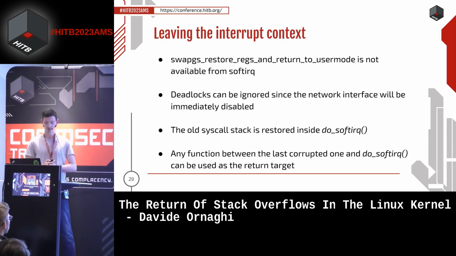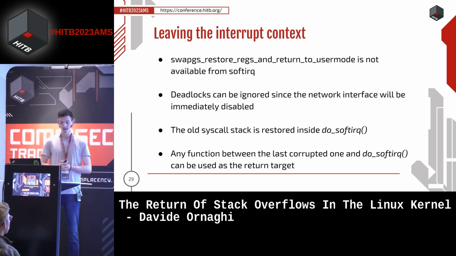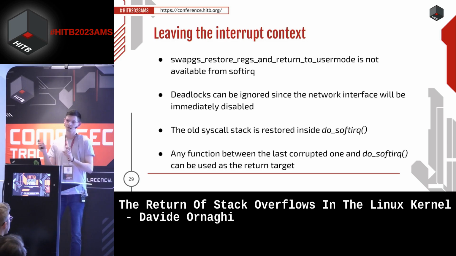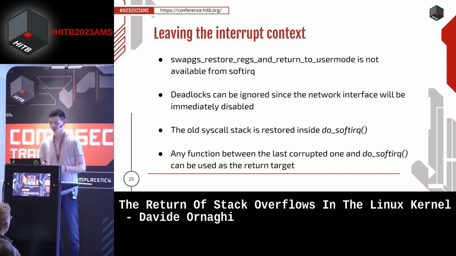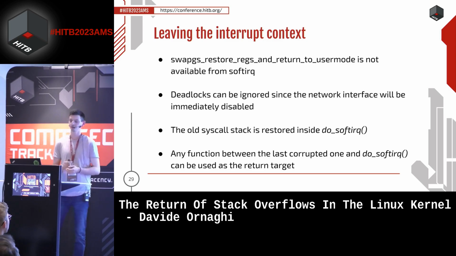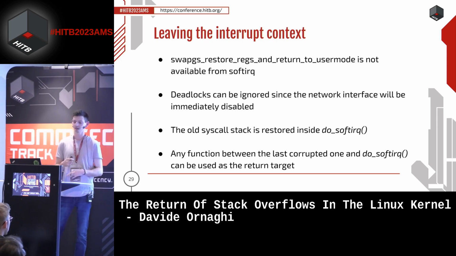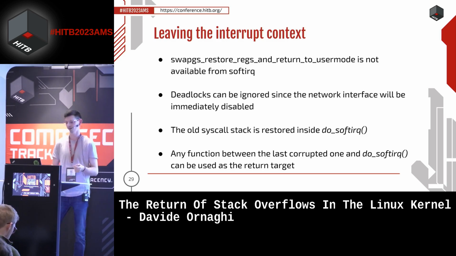Some strategies that have been used before to leave the interrupt context. There is this very long symbol, swapgs_restore_regs_and_return_to_usermode. In a few words, what it does is swap the GS register with the userland one, so it basically does the context switch, and then it calls the iretq instruction that actually returns to userland and restores the stack pointer, the instruction pointer, the stack segment, and so on. We can ignore deadlocks if you're fast enough. I had some problems in the beginning, but by choosing the right function to return to, you can prevent deadlocks from hanging and just kill the interface before the problem is detected.